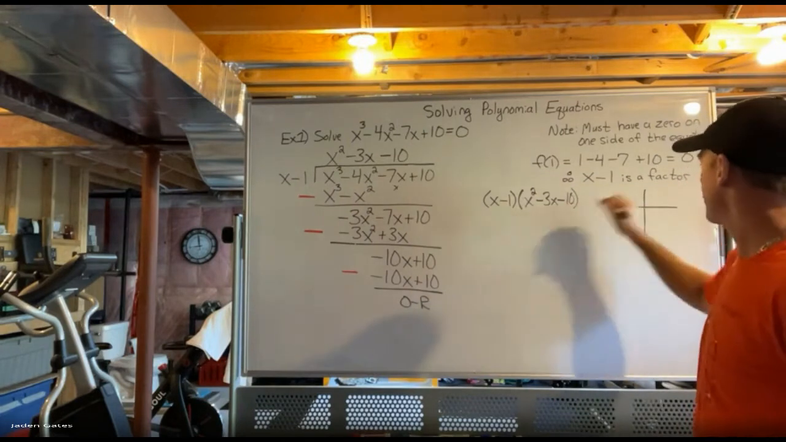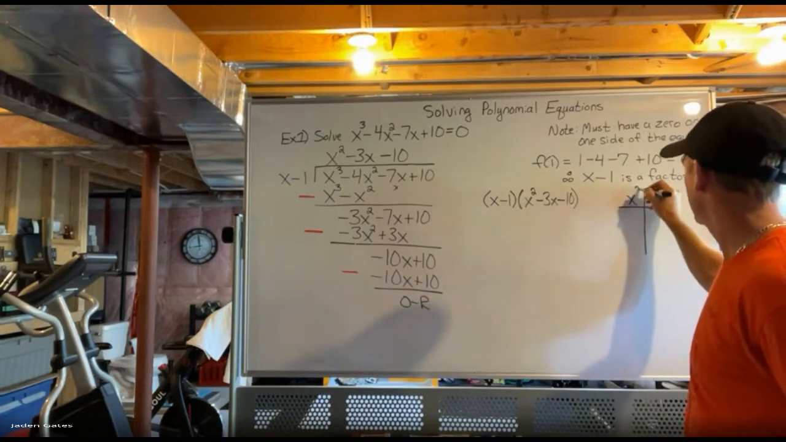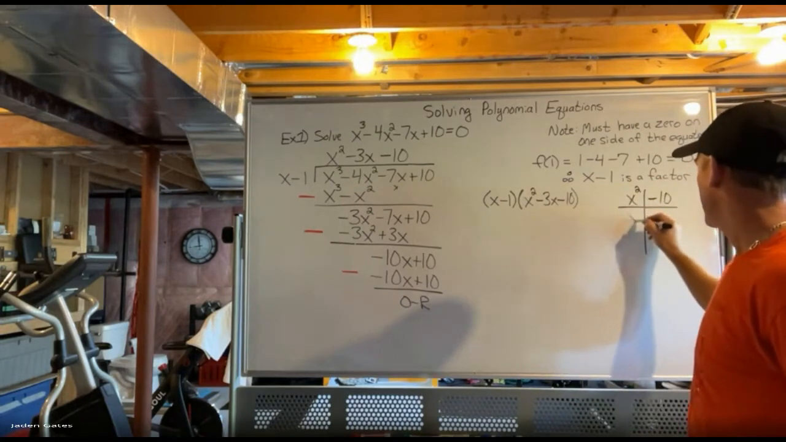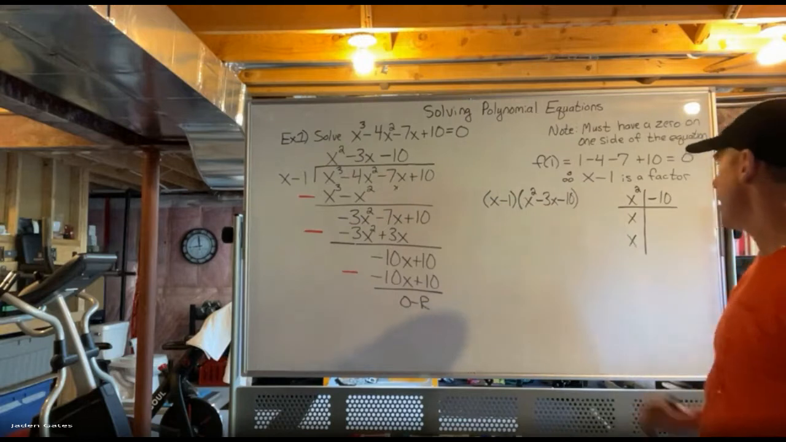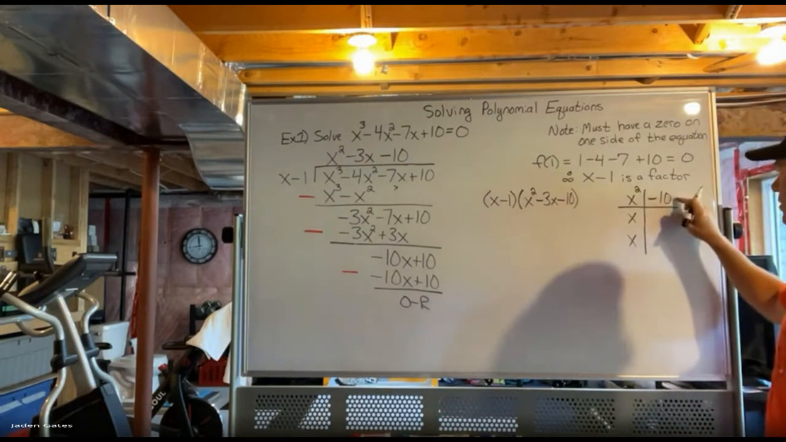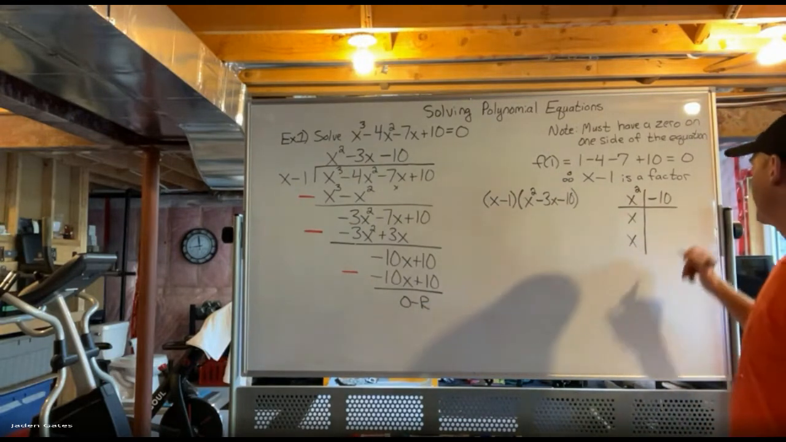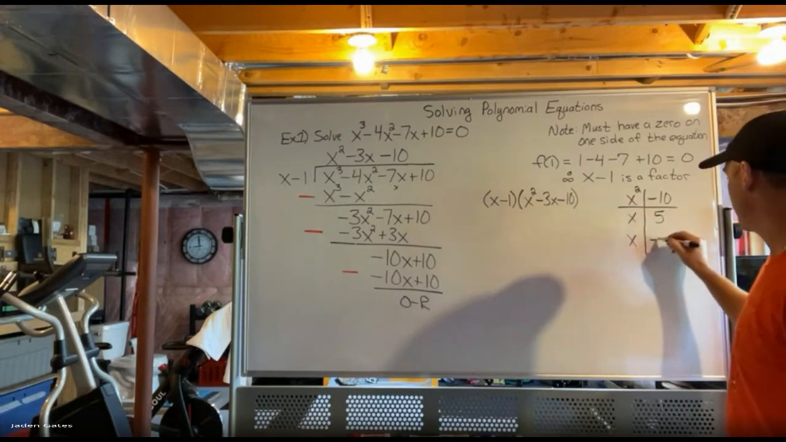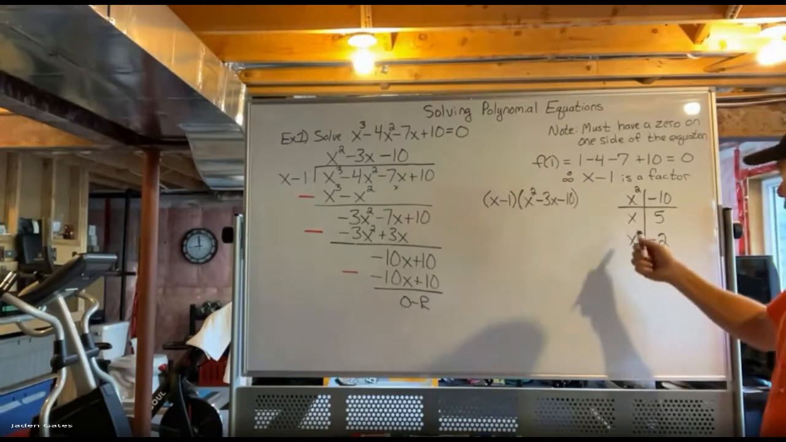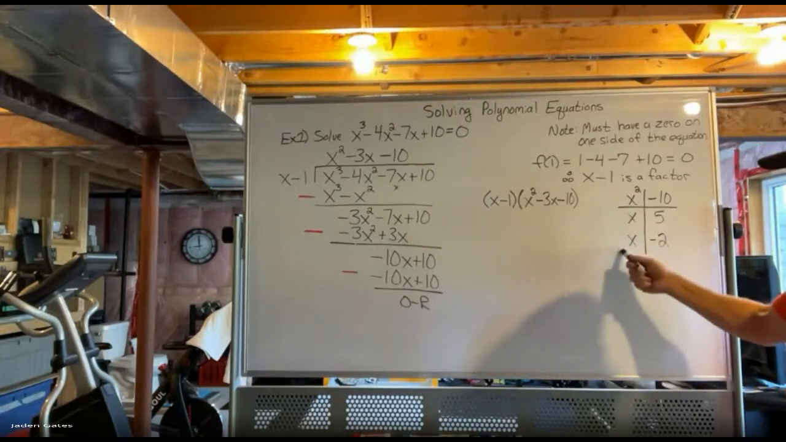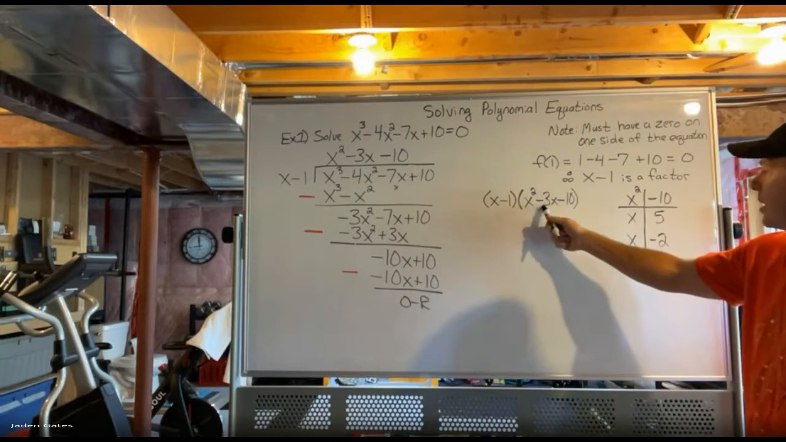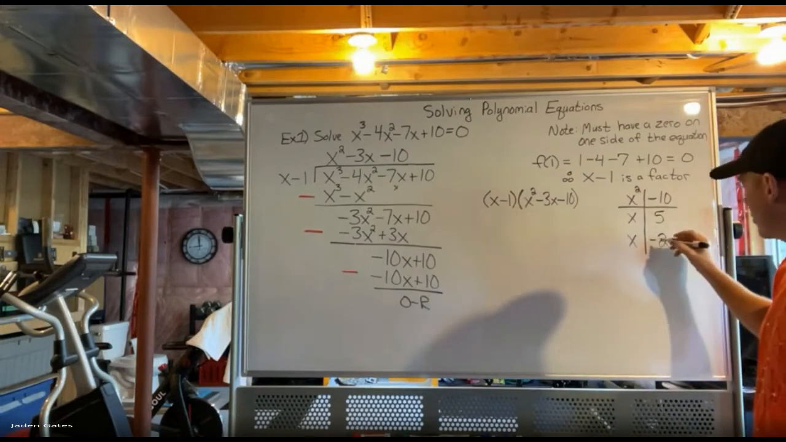All right, so again, the first term goes in the top left. Last term goes in the top right. x and x will give me x squared. Two numbers that give me negative 10, I'll go with 5 and negative 2. All right, so I cross multiply, and I've got 5x minus 2x. That's a positive 3x. I'm looking for a negative 3x, so I'm just going to switch the signs here.